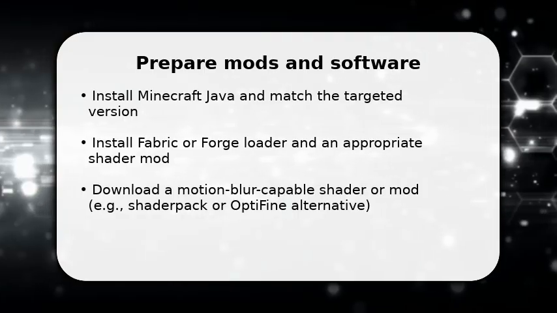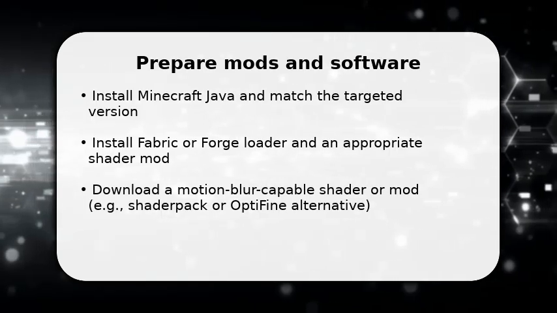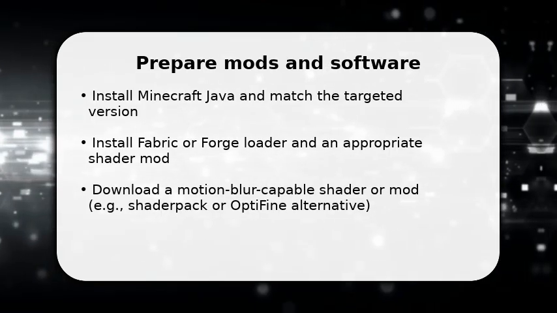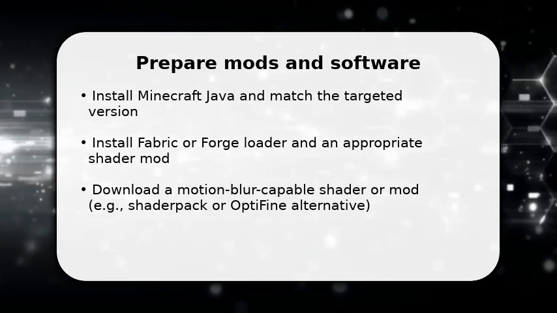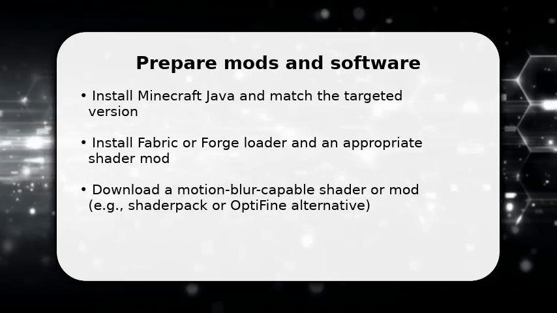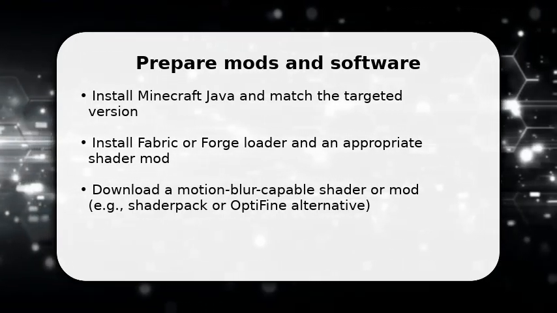You start by getting the right tools: Fabric or Forge, a compatible shader loader, and a shader or mod that supports motion blur. Once done, place the Shaderpack or mod file into the Mods or Shaderpacks folder and verify Minecraft's version matches the mod. Make sure to back up your world and settings before launching.